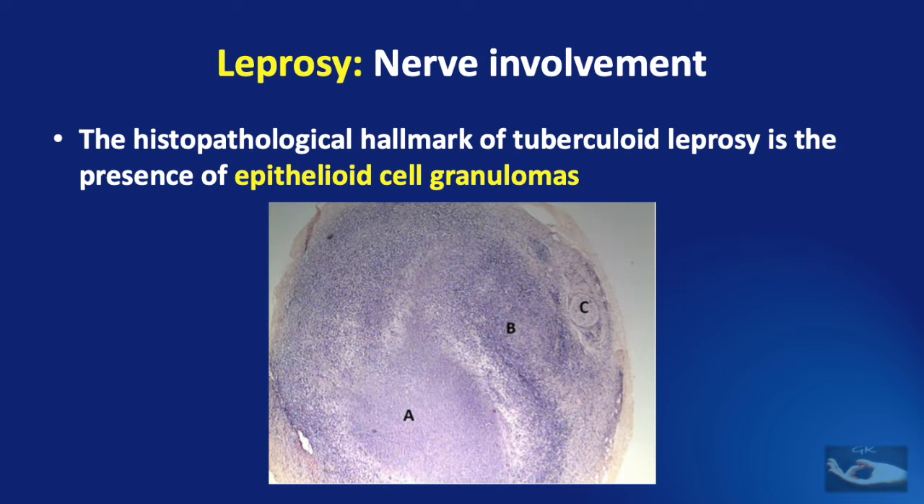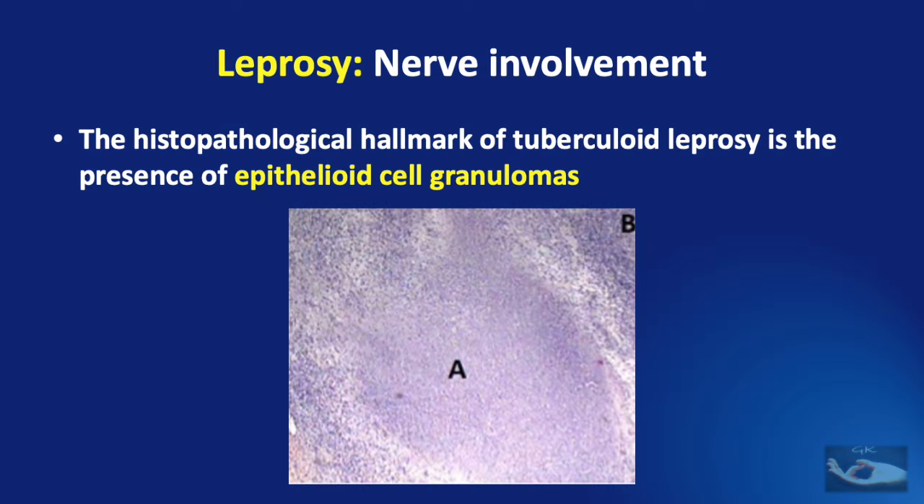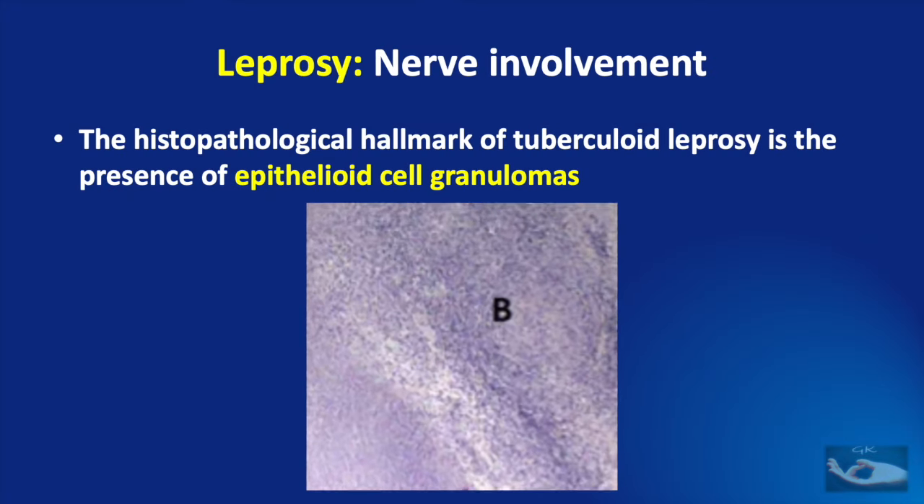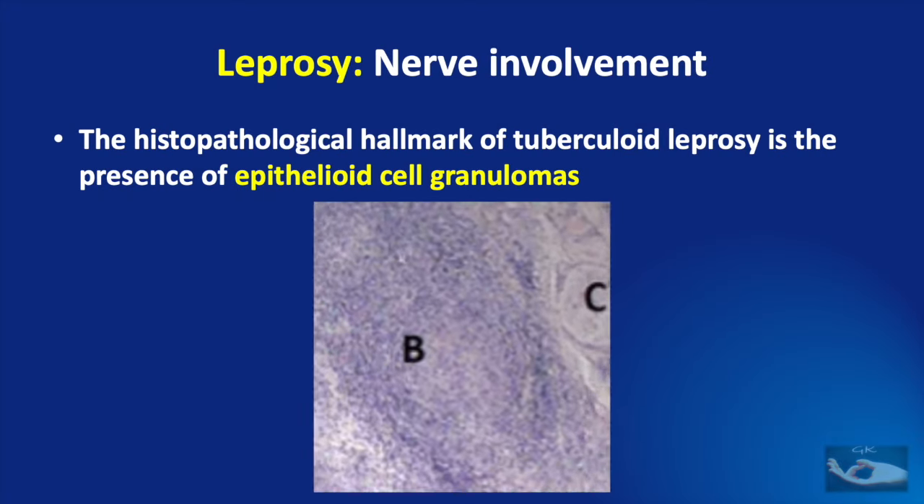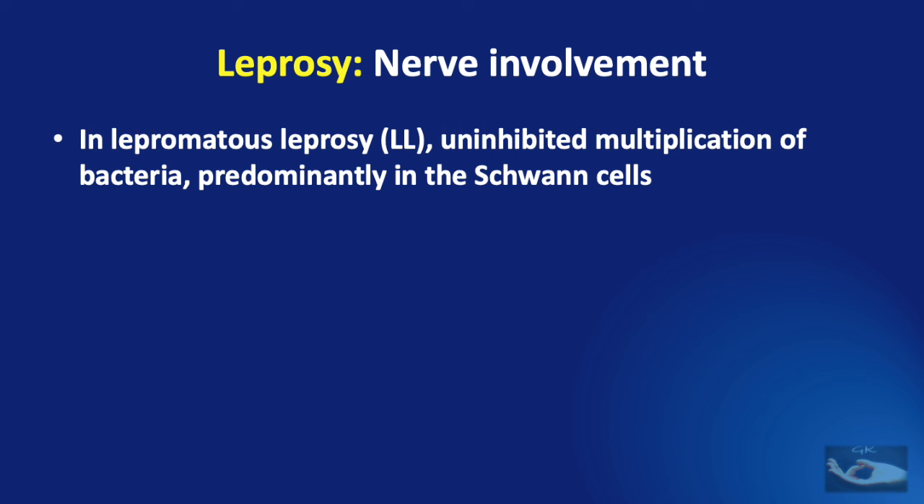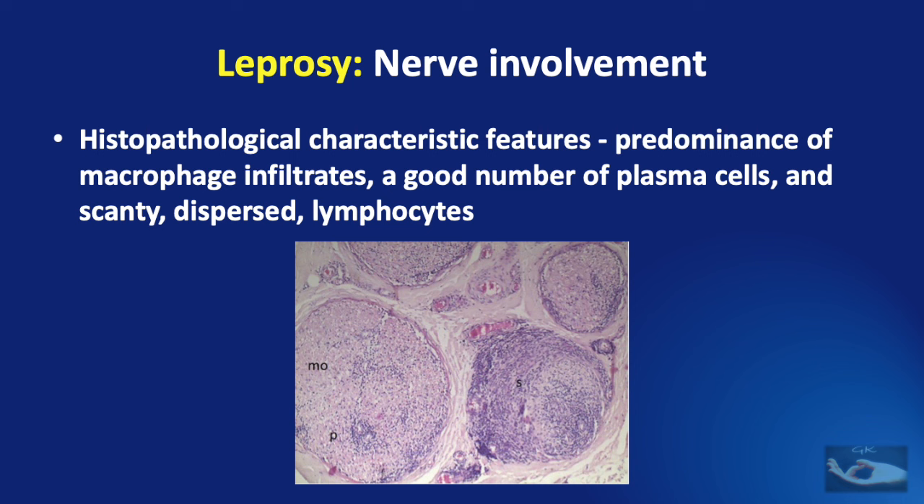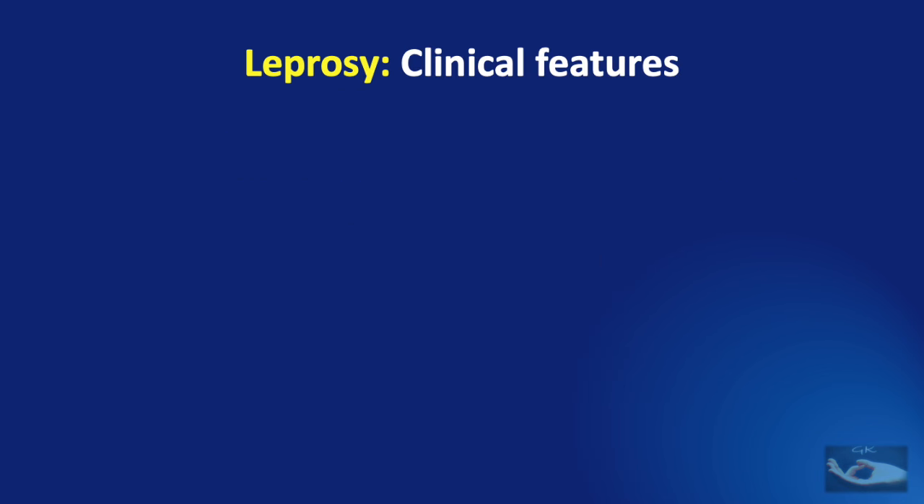At the histopathological level, the hallmark of tuberculoid leprosy is the presence of epithelioid cell granuloma. A transverse section of the radial cutaneous nerve in a patient of borderline tuberculoid leprosy shows a large focus of caseation necrosis in one fascicle, dense granulomatous inflammatory infiltrate replacing the endoneurial structures in another fascicle, and an unaffected fascicle C. On the other hand, in lepromatous leprosy, uninhibited multiplication of bacteria occurs predominantly in the Schwann cells. The histological features in this category are predominance of macrophage infiltrates, a good number of plasma cells, and scanty dispersed lymphocytes. Now let us see the clinical features of leprosy, especially in regard to the upper limb.